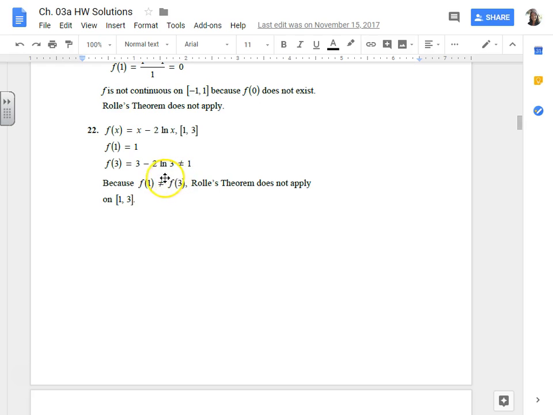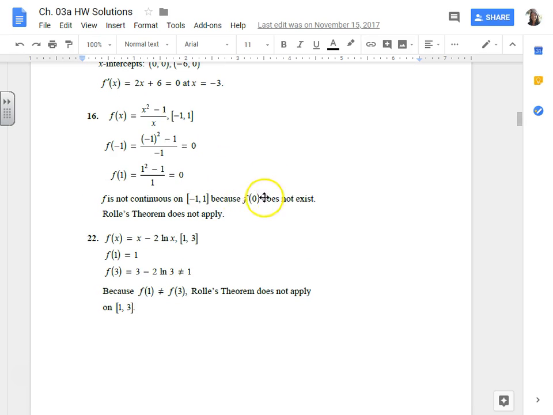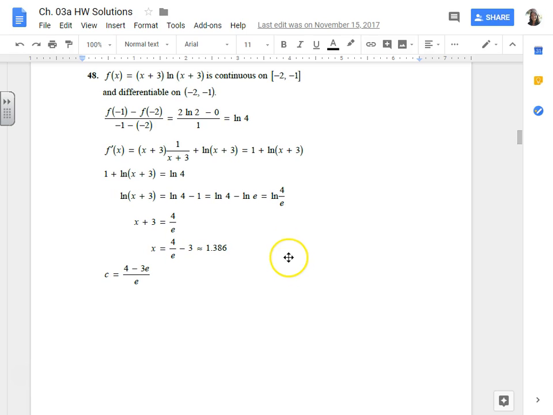Number 22, f of a does not equal f of b. Number 16 was there was a discontinuity. The function did not exist at 0. That's why they both failed. Number 48 passed. Was continuous on the closed, was differentiable on the open, and so there's the math for finding the derivative, setting it equal to f of b minus f of a all over b minus a, finding the x values, and then seeing are they the c's in between a to b.